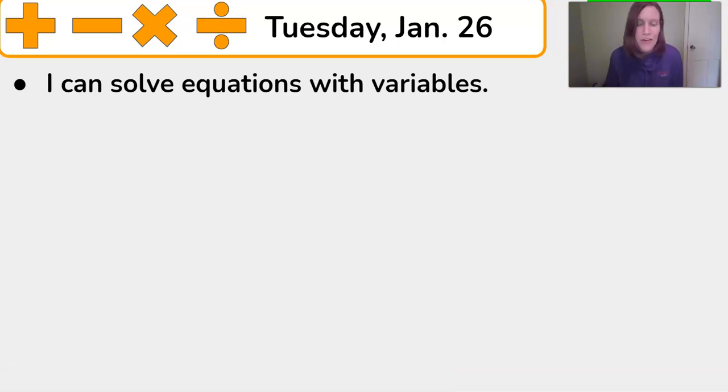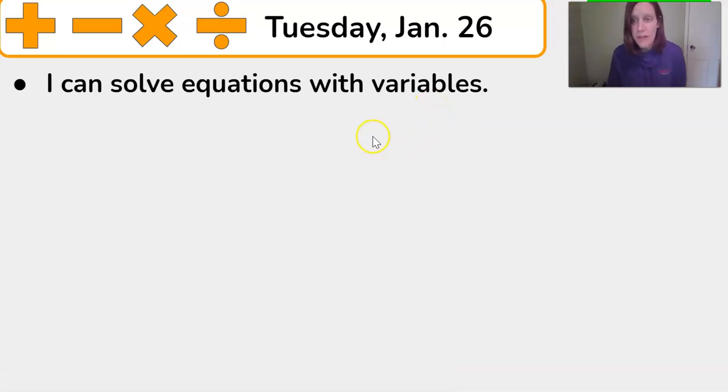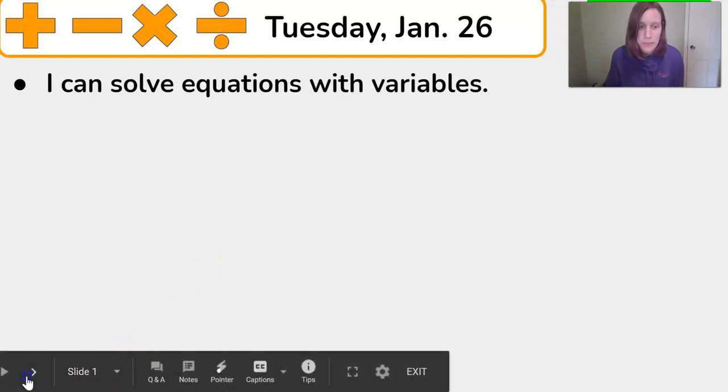Hi, fifth graders. Today we are going to continue working on solving equations with variables. What that means is we're going to find the value of the variable in the equation that we see. Last week when we did this, we did it with just one-step problems. Today we're going to move on to two-step problems.